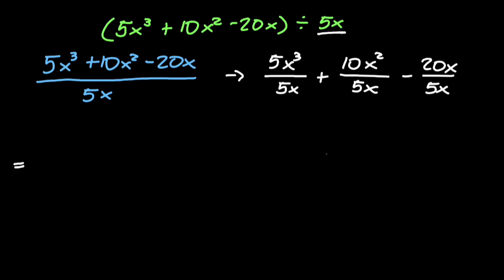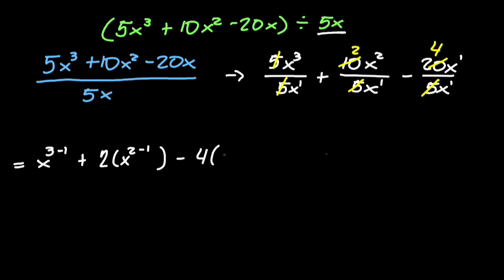So now, this 5 will cancel each other out. So x cubed minus 1 plus 10 divided by 5 would be 2. So it will be 2x squared minus 1 because the exponent of here is 1 if it's not visible. And now 20 divided by 5 would be 4. So it would be minus 4 multiplied by x raised to the power of 1 minus 1.